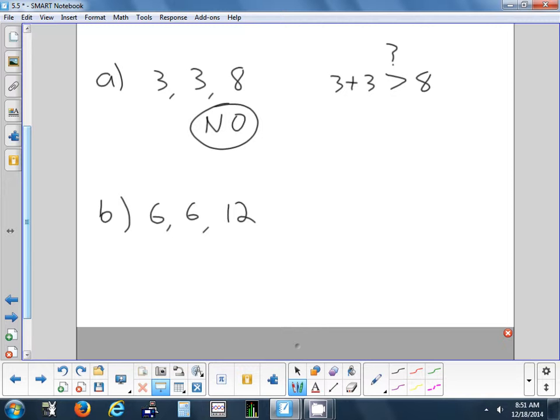How about 6, 6, and 12? Could you make a triangle out of those sides? No, because 6 and 6, their sum is 12, and it has to be larger. Right. So the question, is 6 plus 6 larger than 12? No. Doesn't work.